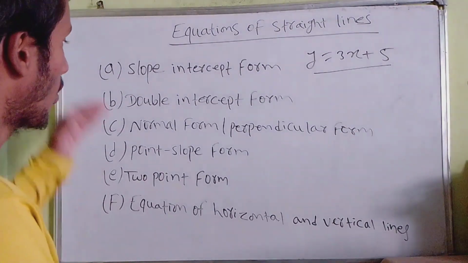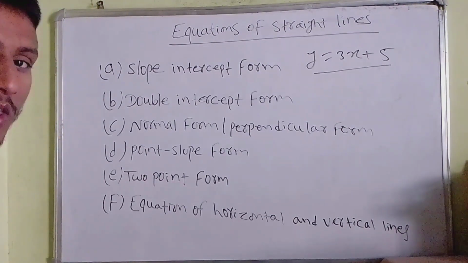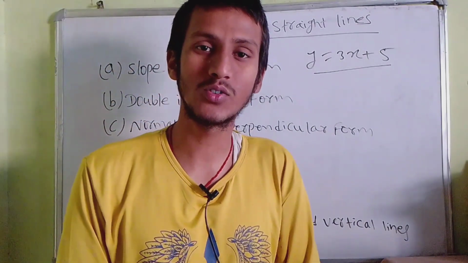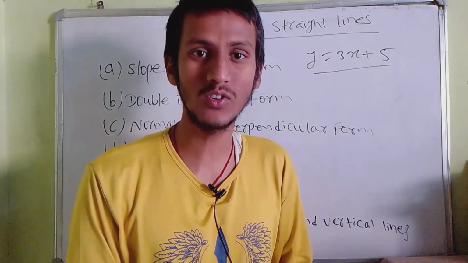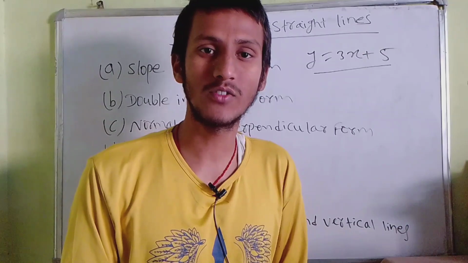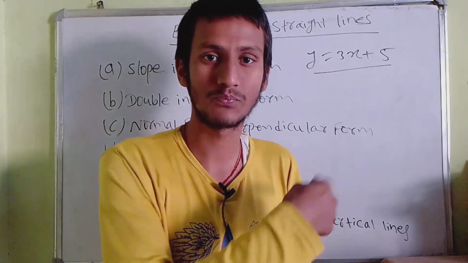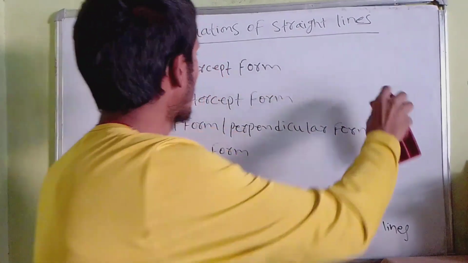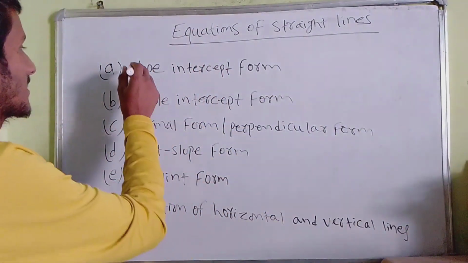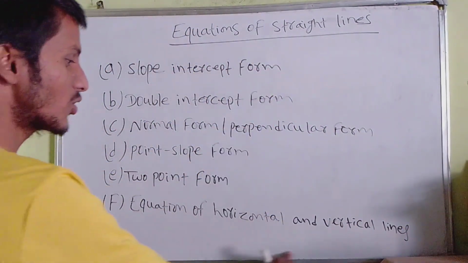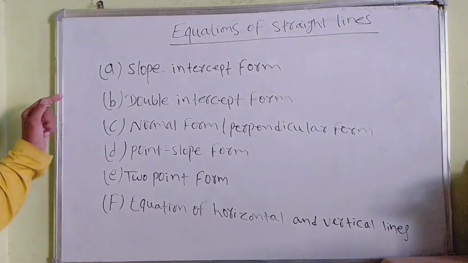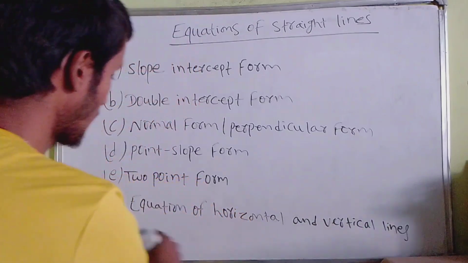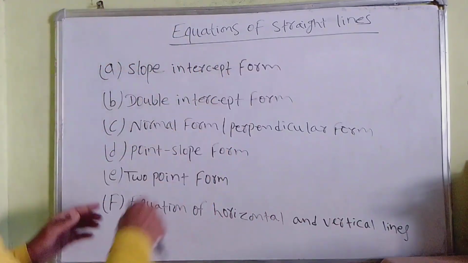We're going to be learning all those different forms of equations of straight lines in this video series. Not entirely in this video, but this is going to be a video series consisting of each of them, okay? Today, we're going to talk about slope-intercept form, and the equation of horizontal and vertical lines. Though I have written it last, I'm going to talk about this first, and then slope-intercept form.